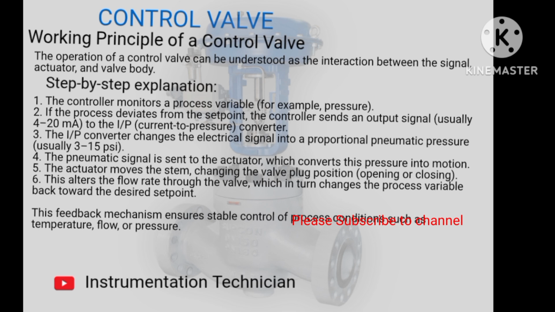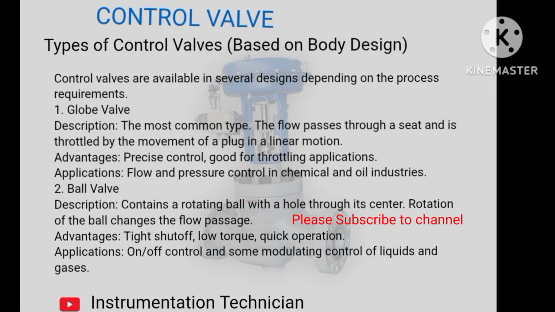Types of control valves based on body design. Control valves are available in several designs depending on the process requirements. 1. Globe valve. Description: the most common type. The flow passes through a seat and is throttled by the movement of a plug in a linear motion. Advantages: precise control, good for throttling applications. Applications: flow and pressure control in chemical and oil industries.